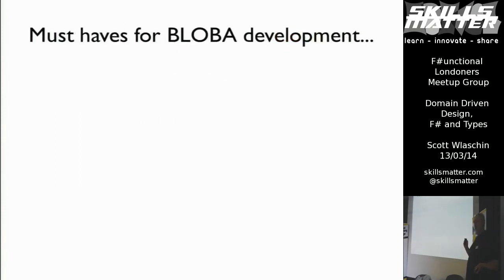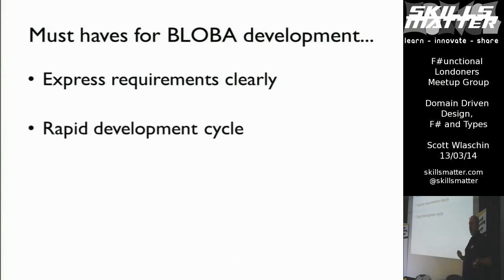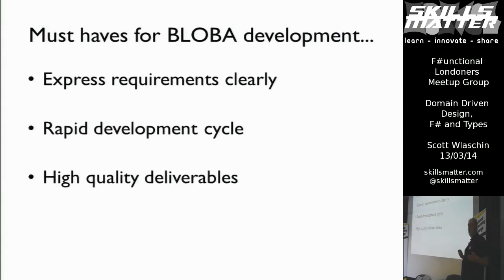There's a couple of things you have to have for blobber development. First thing is you need to express requirements clearly because you're trying to communicate with the customers. The second thing is you need to have a rapid development cycle because the customers keep changing their mind and you need to deliver something before they change their mind again. You need high-quality deliverables because there's nothing worse than going back and fixing a bug that you made 6 months ago, and that's really terrible.